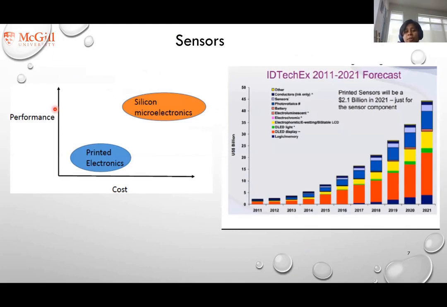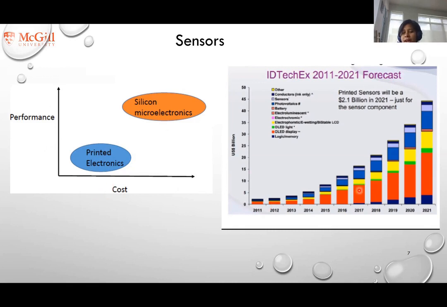So if we make a chart, cost versus performance, printed electronics will stay here. The cost is low, but the performance is not that great. You don't get that much good performance. Whereas silicon microelectronics, the cost might go up, but you also get high performance. So there are a lot of applications where you can still have performance in this range, and you can still lower the cost by using printed electronics.